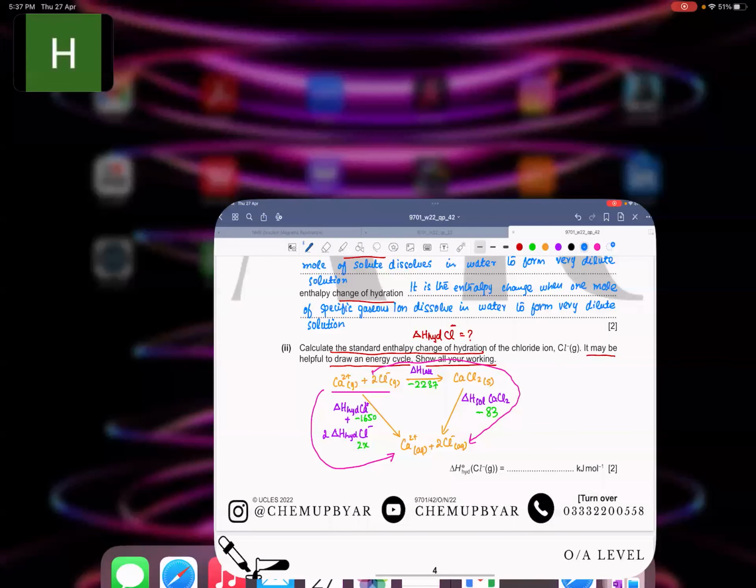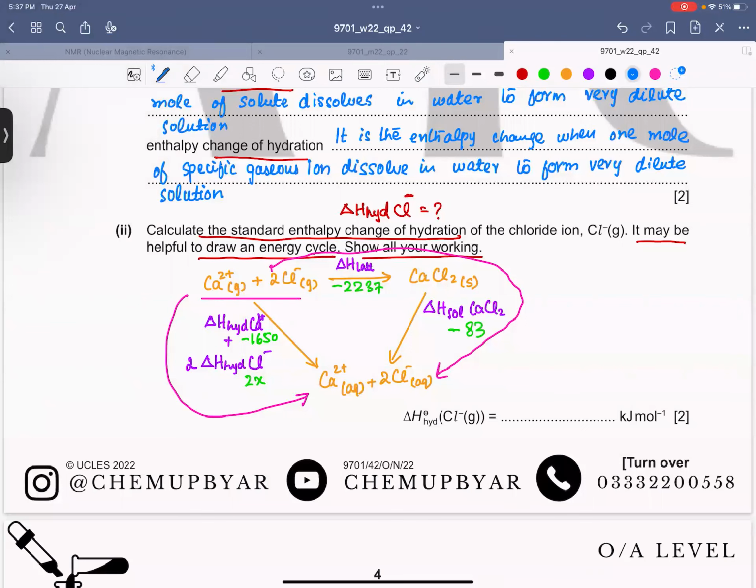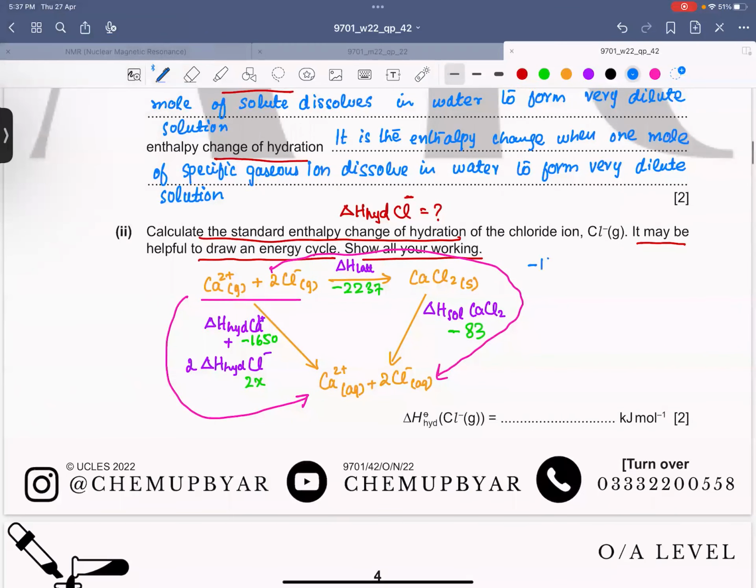Okay. So direct route is equal to indirect route. So here I can write the equation: minus 1650 plus 2x is equal to minus 2237 plus minus 83. So 2x is equal to minus 2237 plus minus 83 and plus 1650, divided by 2. Right? So can anybody solve and tell me the answer? 335. So it is negative 335.